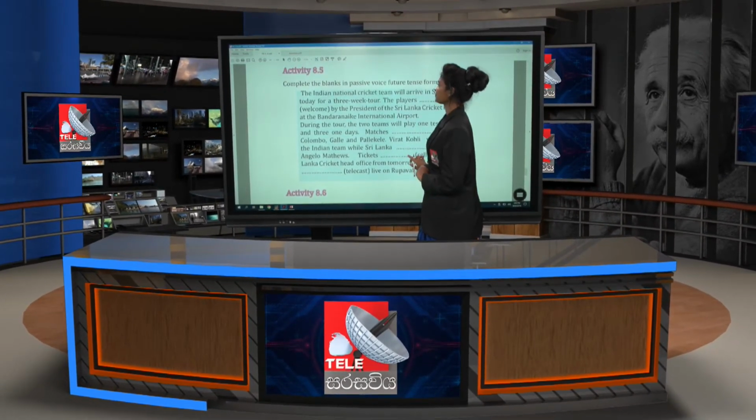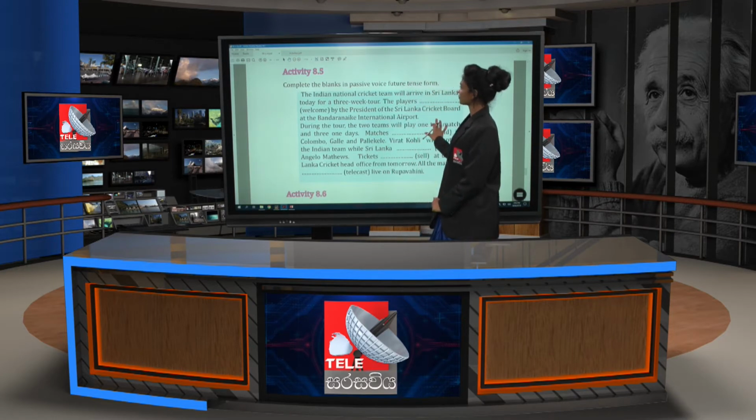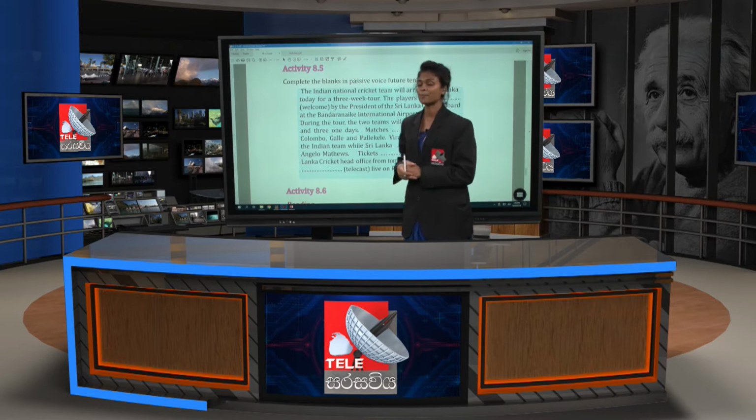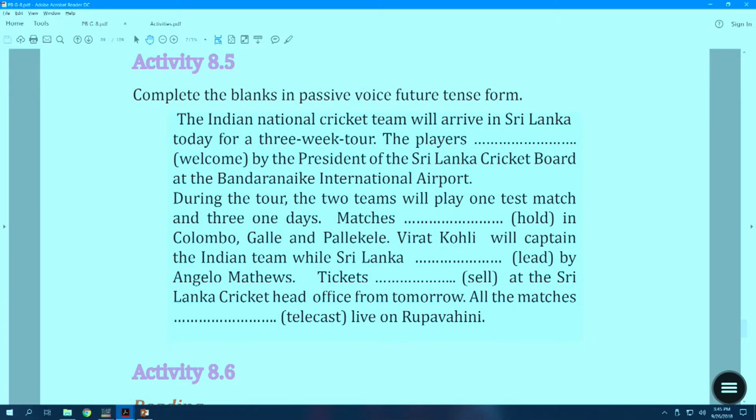Right, then there's a nice activity for you to do regarding passive voice. Again, fill in the blanks in activity 8.5, the same page 89. Complete the blanks in passive voice, future tense form. When you are going to fill blanks in a paragraph, first you have to go through the passage well. Now, we will read it together.